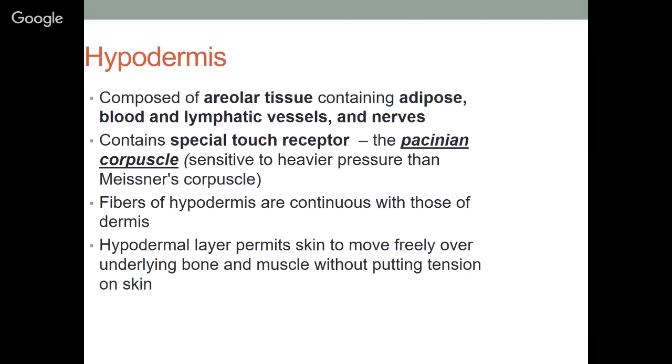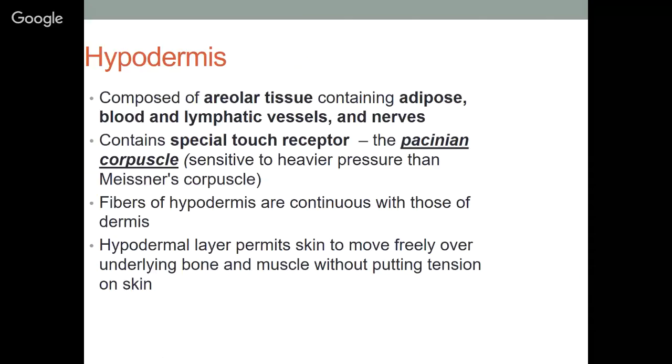The hypodermis is composed of areolar tissue containing adipose, blood, and lymphatic vessels, and some nerves. It does have a special touch receptor called the Pacinian corpuscle, which is much more sensitive to pressure, so heavier pressure than we will find with the Meissner's corpuscle, which is found a little bit higher up in the epidermis. We have the Pacinian corpuscle. The fibers of this hypodermis are continuous with those of the dermis.